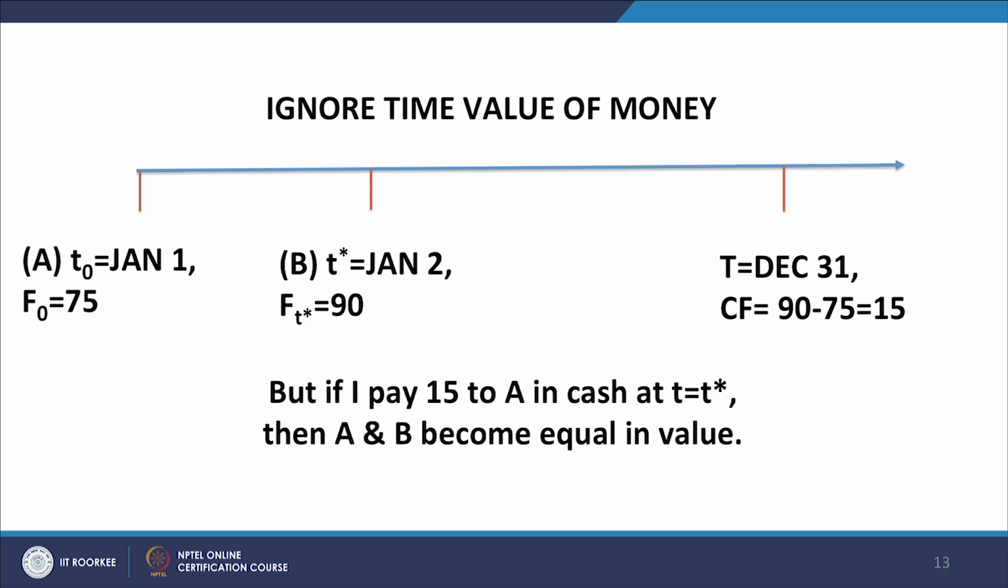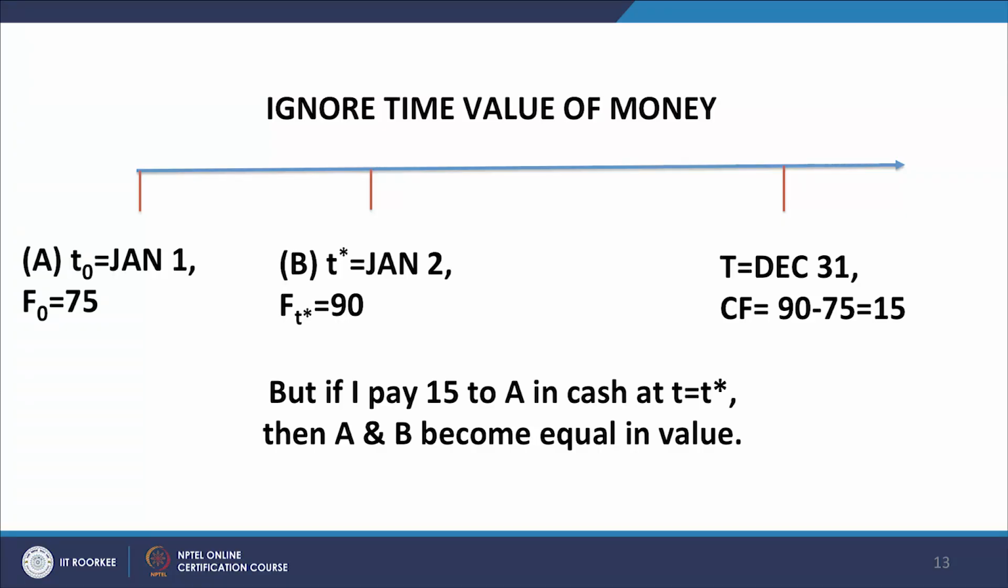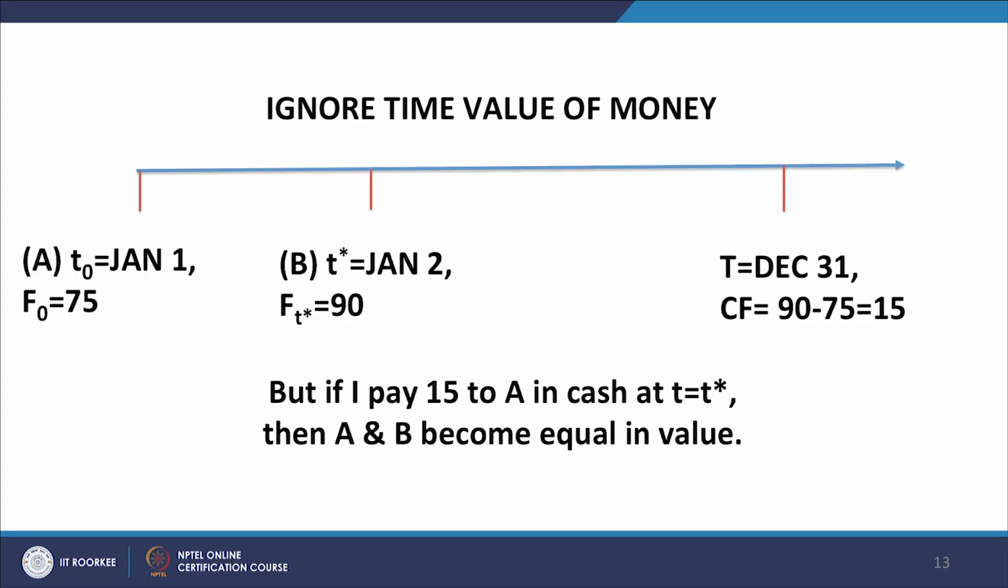Let us ignore time value of money, I reiterate. If I pay 15 rupees, which is the disadvantage of the January 2 contract, to the party holding the January 1 contract, then that disadvantage is annulled, and both the contracts become equal in value, because then both contracts impliedly involve the acquisition of the asset at 90 rupees. This is the process which is called marking to market.